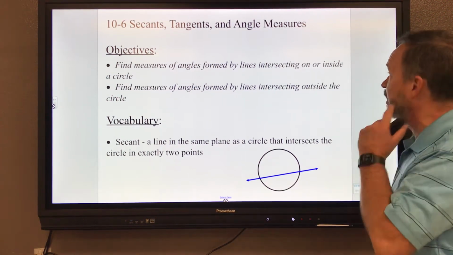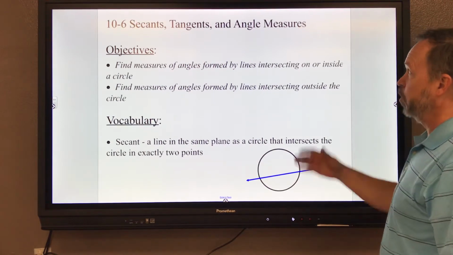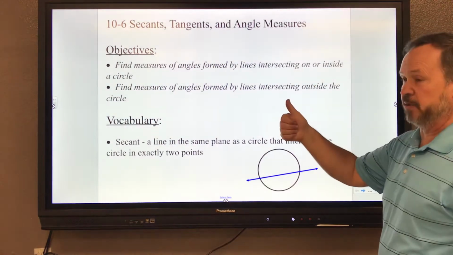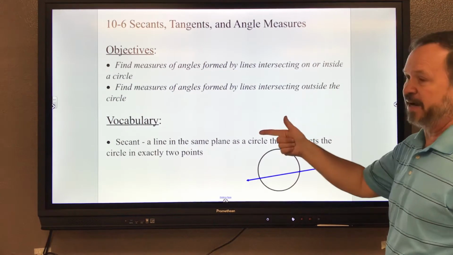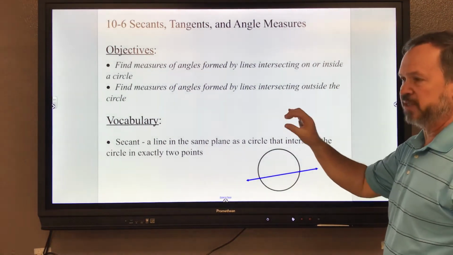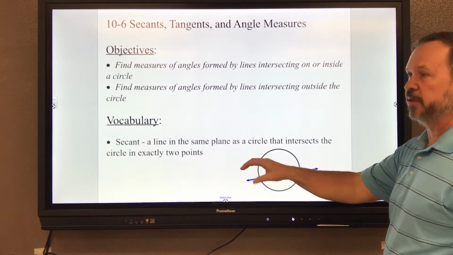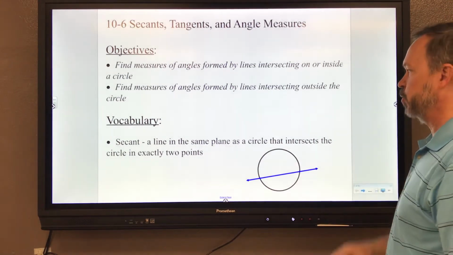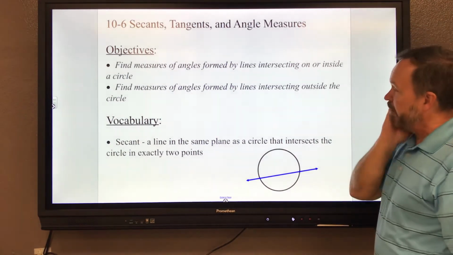Secants, tangents, and angle measures. More angle measures. So we already had central angles, and we had inscribed angles. We got two more. One is interior to the circle, that's not the center. The other is exterior to the circle, so we'll be seeing those. And we're also talking about secants.